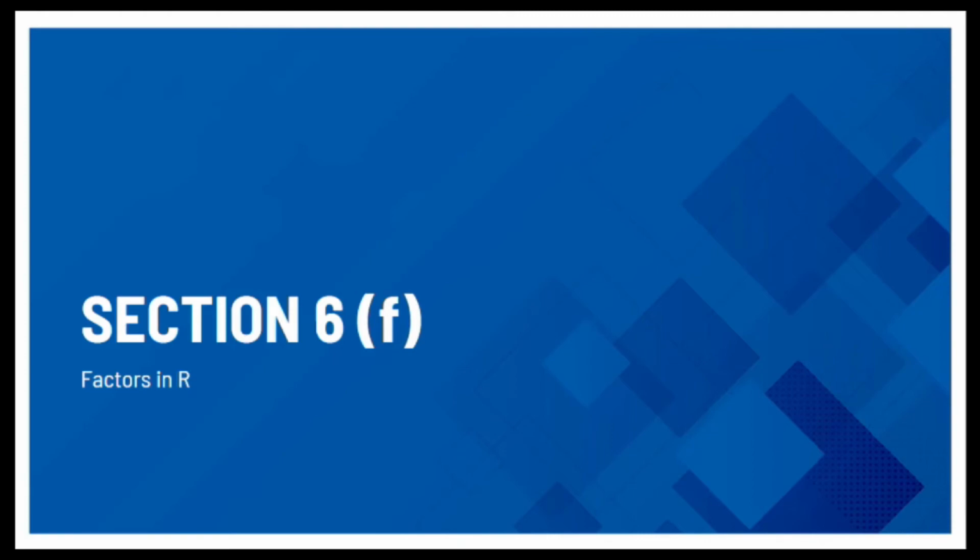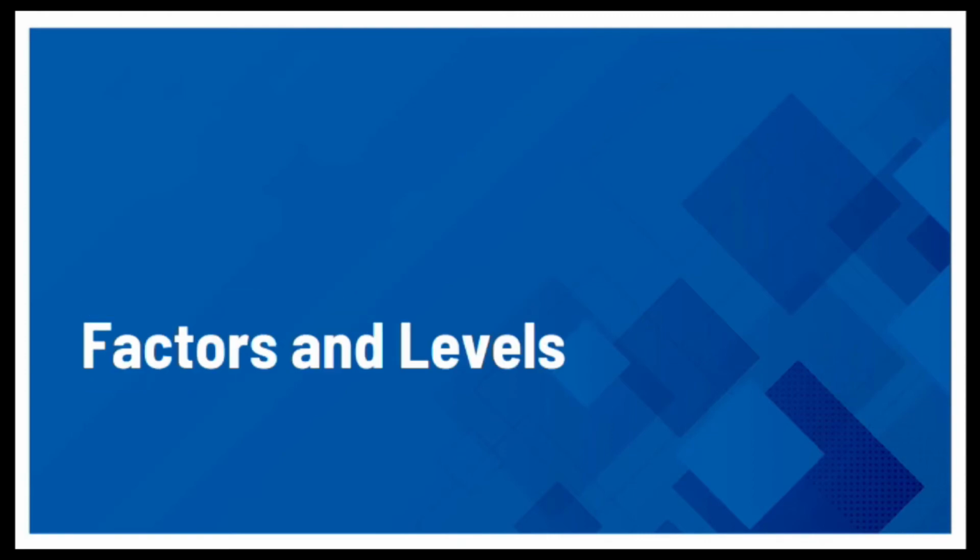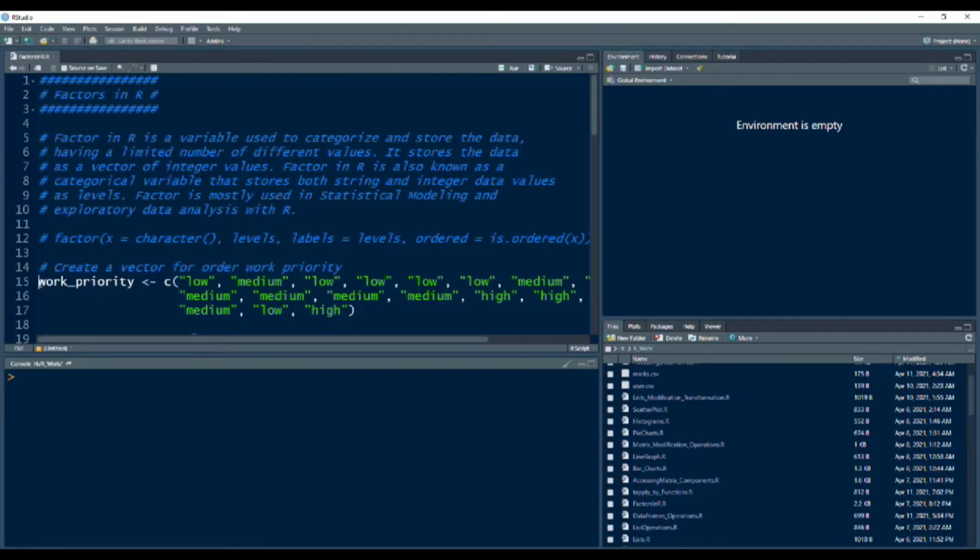Hello and welcome to this lab session. In this lesson, we will learn about factors in R. A factor is a variable that is used to categorize and store data, having a limited number of different values. It stores the data as a vector of integer values. A factor in R is also known as a categorical variable that stores both string and integer data values as levels.